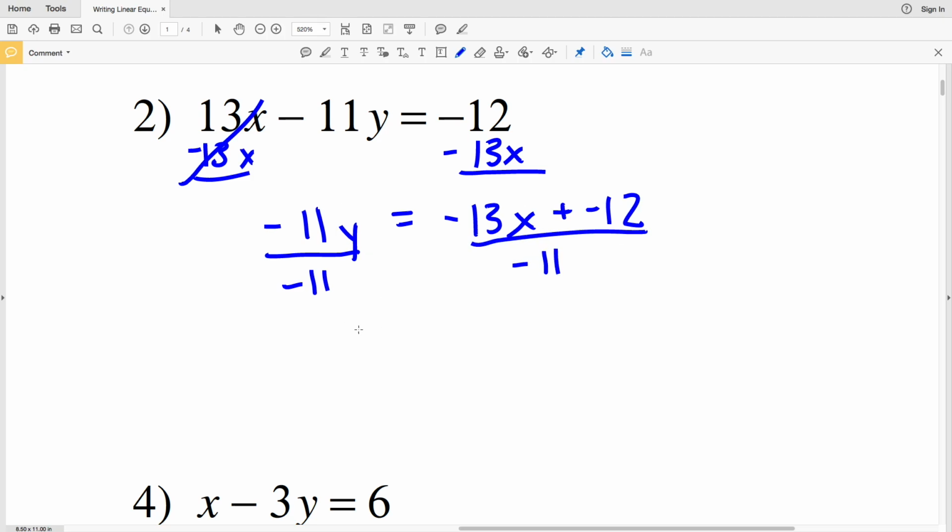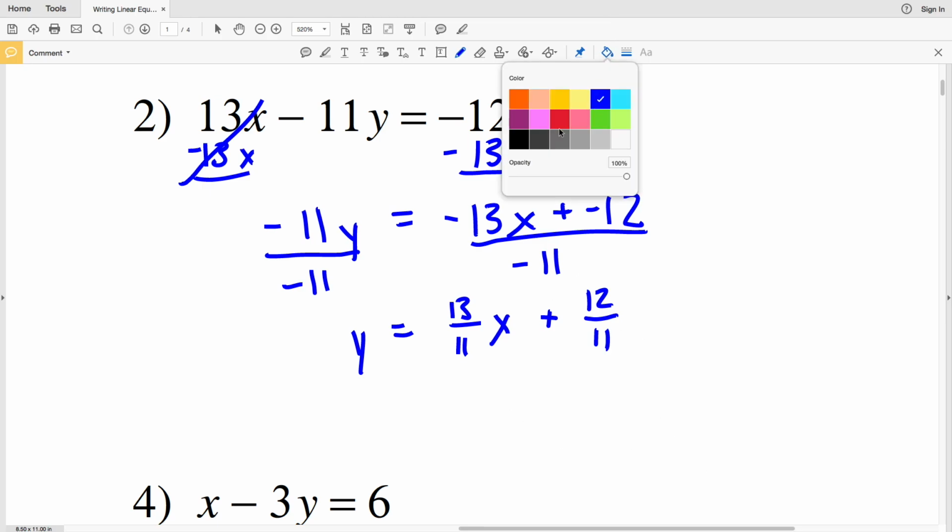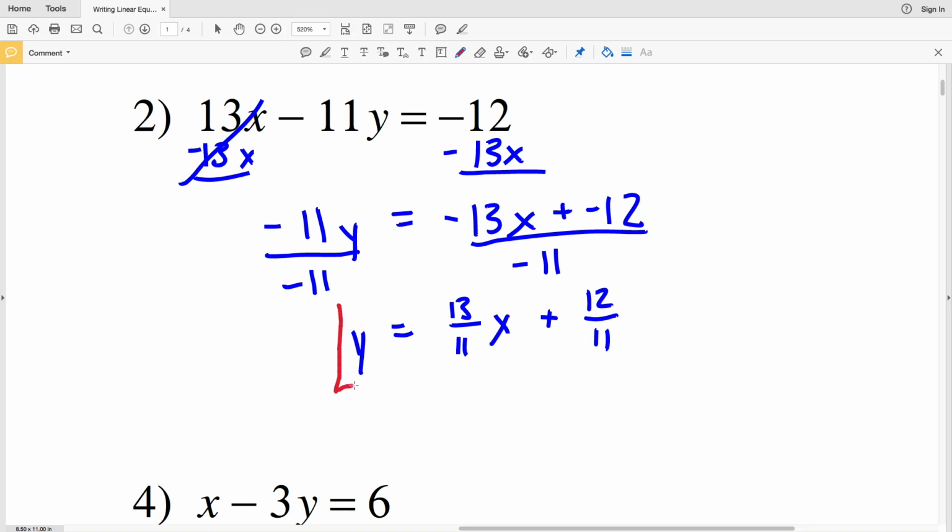We'll have a positive y on the left-hand side, and then we're going to split this again, so we'll have negative 13 over negative 11, which is a positive 13 over 11 times x, and then that's going to be added to negative 12 over negative 11, which is positive 12 over 11. Neither of those fractions can be simplified, so y equals 13/11 x plus 12/11 is the answer for number 2.